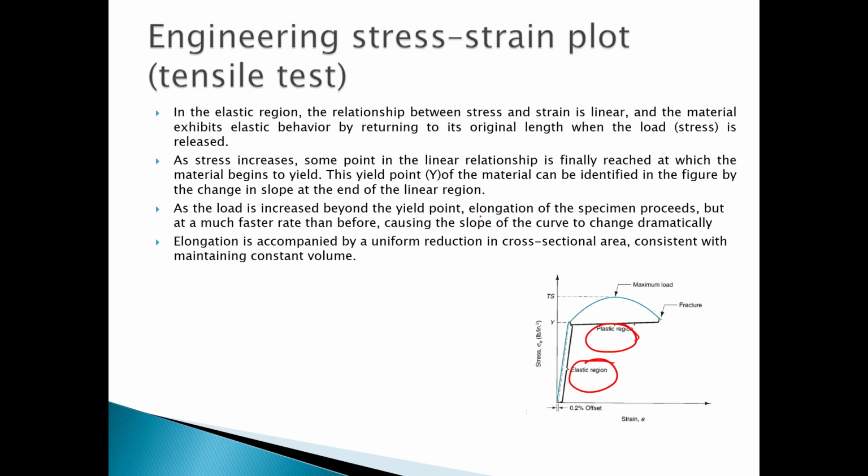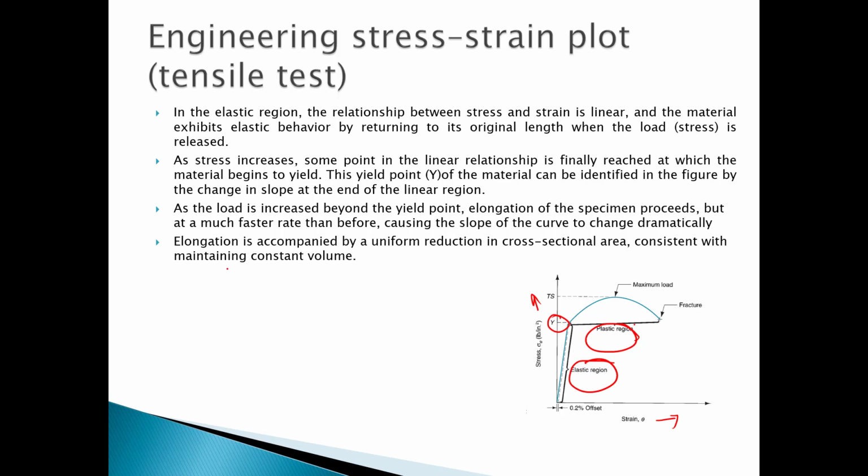So here x-axis we have strain, y-axis we have stress. As the stress increases, some point in the linear relationship is finally reached at which the material begins to yield. This is the yield point of the material, which can be identified in the figure by a change in the slope at the end of the linear region. After that, the slope changes as the load is increased beyond the yield point. Elongation of the specimen proceeds, but at a much faster rate than before, causing the slope of the curve to change dramatically.